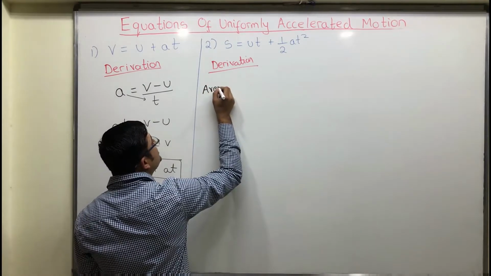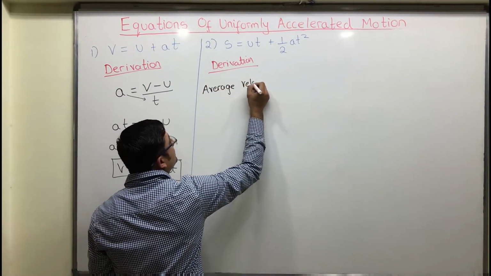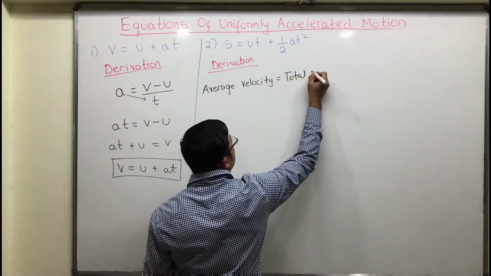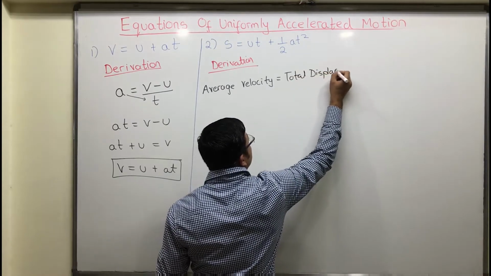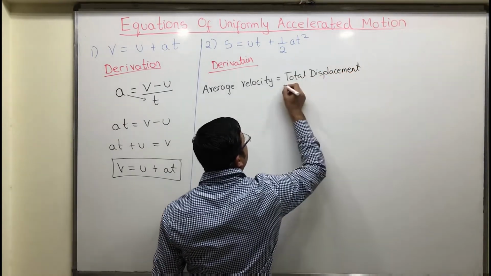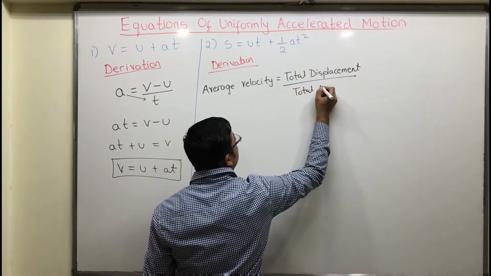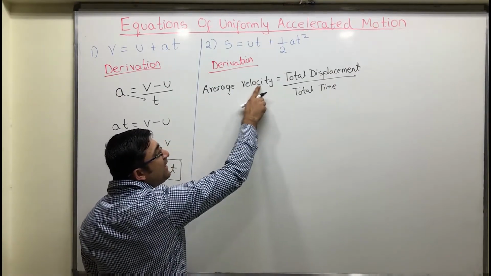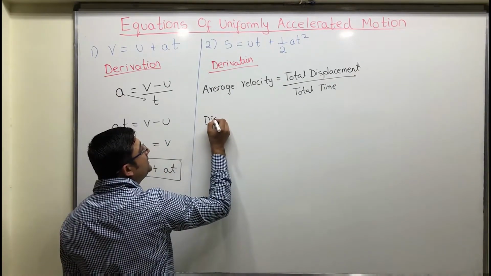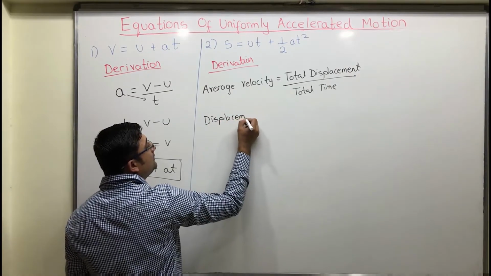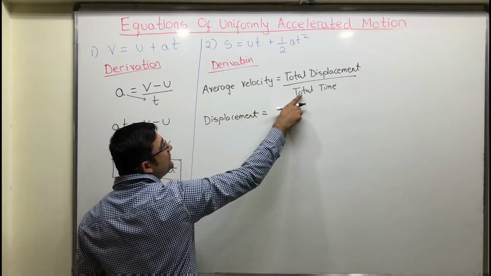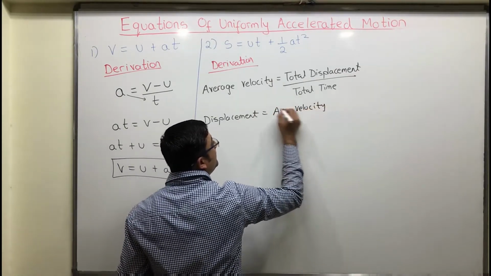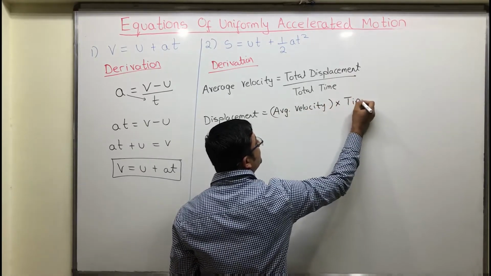That is average velocity is equal to total displacement by total time, right? So from here, what do we get total displacement as? Average velocity into total time. So I can say from here, displacement is equal to average velocity into time. That is average velocity multiplied by time taken, right?